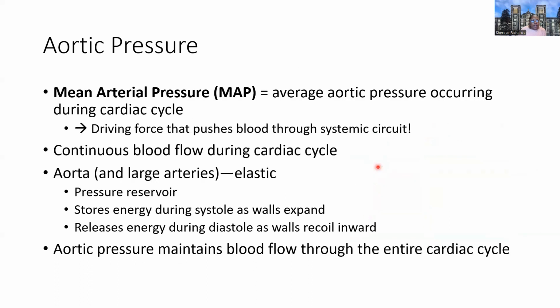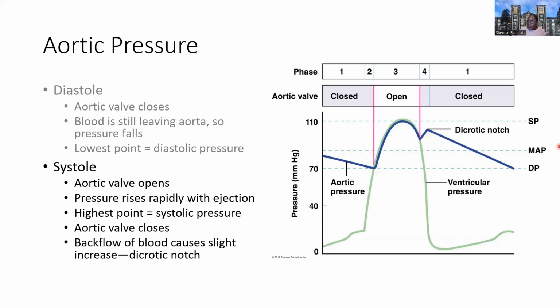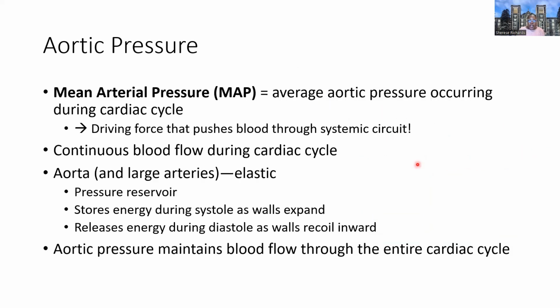Okay. Let's talk about the mean arterial pressure, right? And kind of going back to this curve here, the mean arterial pressure is sort of an average between these two numbers, but it can tell us a lot about your overall cardiovascular health and your overall vascular flow. So the mean arterial pressure is the average aortic pressure occurring during the cardiac cycle.